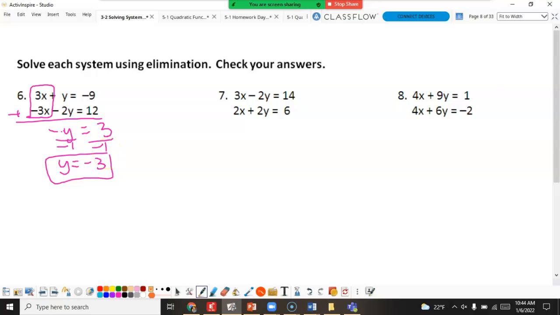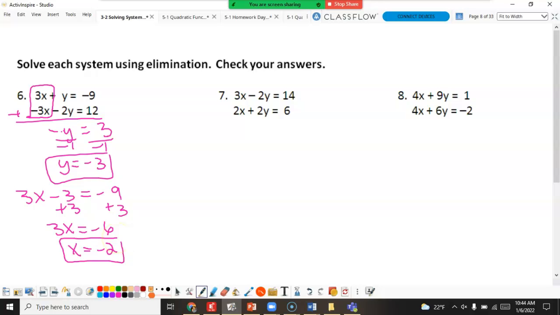Now again, just getting one variable is not enough. I have to also then go find x. So what we're going to do is take that negative 3 and plug it in to either equation. So you have 3x minus 3 equals negative 9. Add 3 to both sides. We get negative 6. Divide by 3. And x is negative 2.